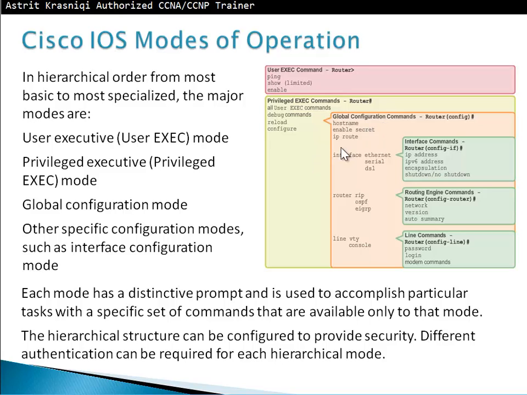But then if we want to configure something like a name or secret, like enable secret and so on, we have to move to global configuration mode, which we enter by typing configure terminal. And then we have more specific modes like interface mode, router mode, or line mode, and so on.